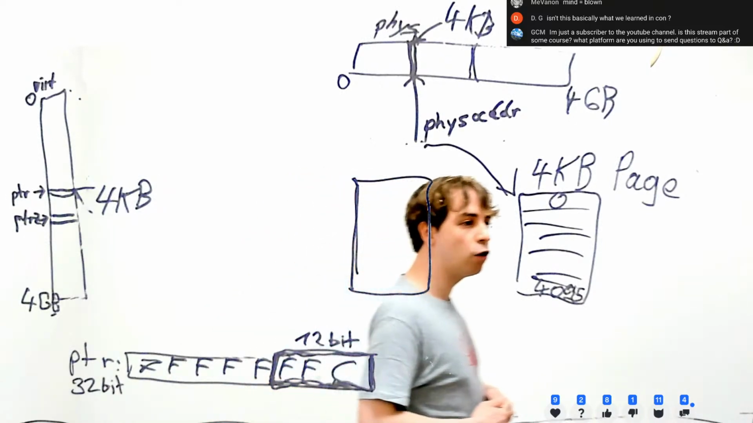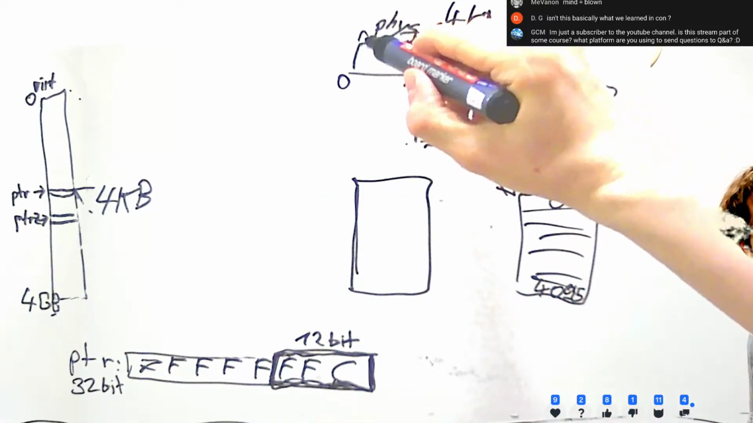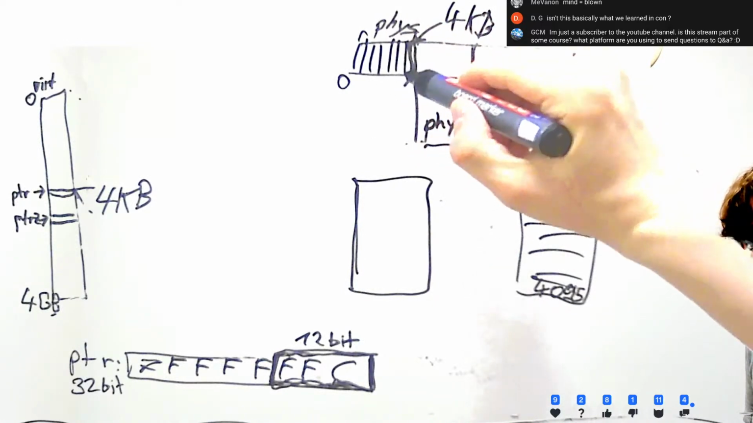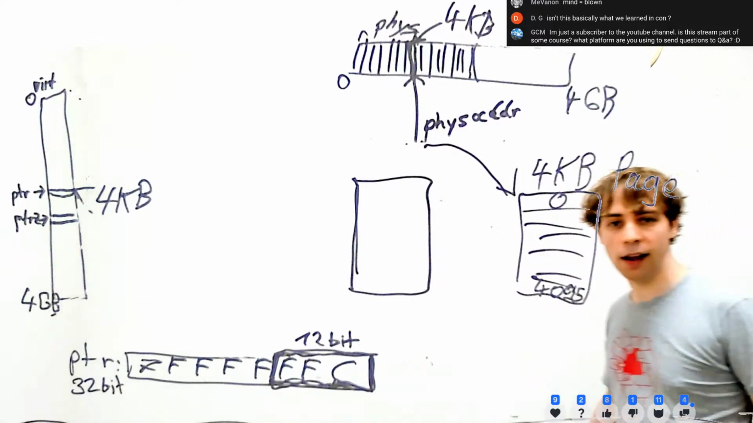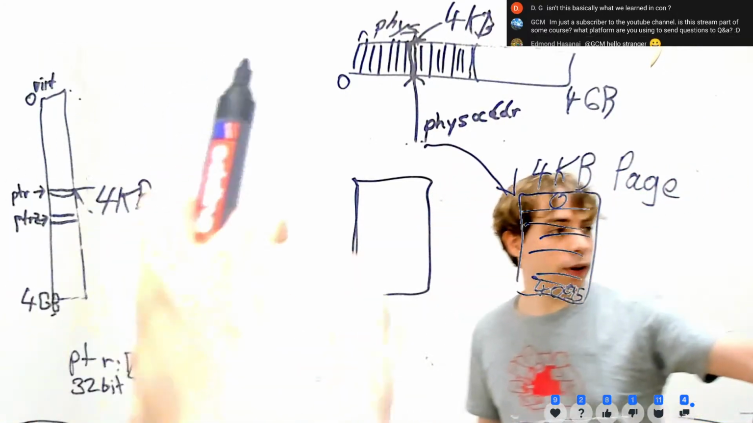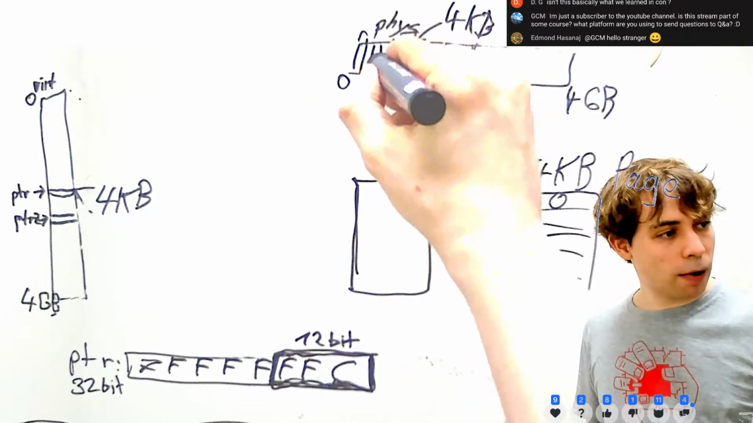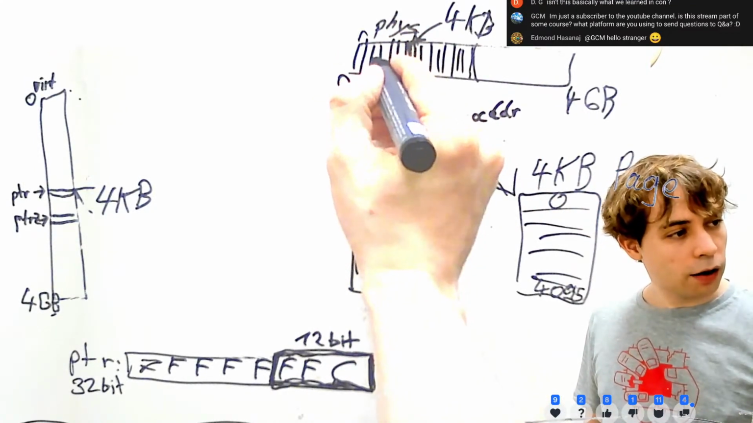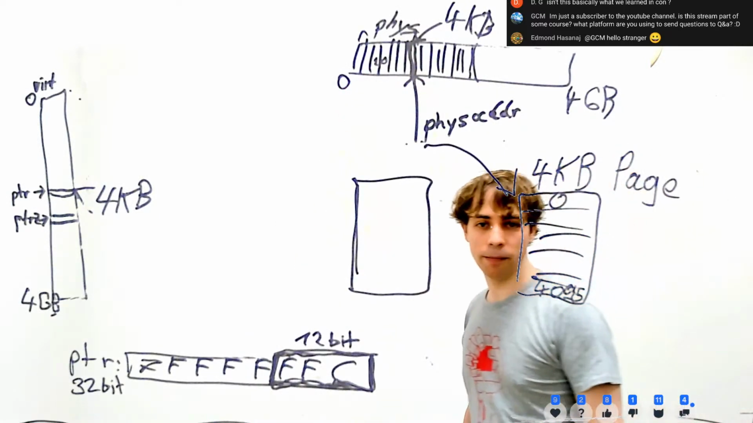What would be easy to maintain? We sliced the physical memory into blocks of 4 kilobytes. So if we want to make this easy to maintain, we want to create a bitmap where we mark a block as used with a 1 or as not used with a 0.